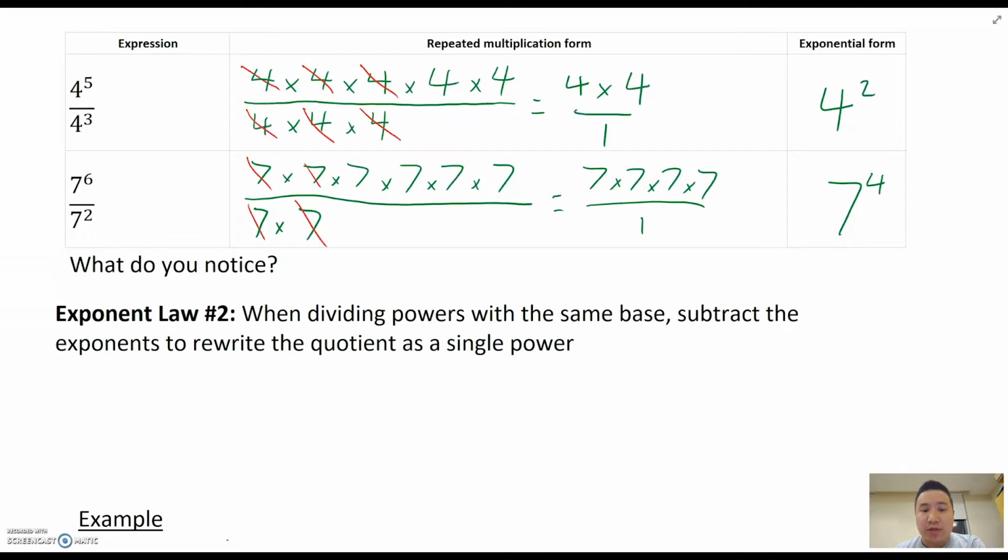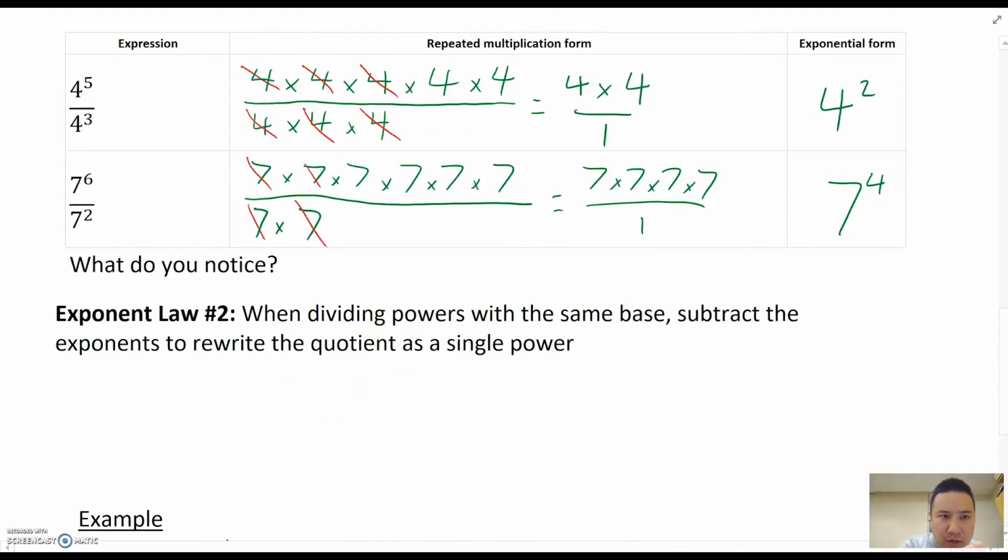And it says that when we're dividing powers with the same base, we can subtract the exponents to rewrite it as a single power. So the word quotient here simply just means the result of division, right? So this power divided by this power, the answer will be called a quotient. And as a single power, we now have a shortcut for doing that.